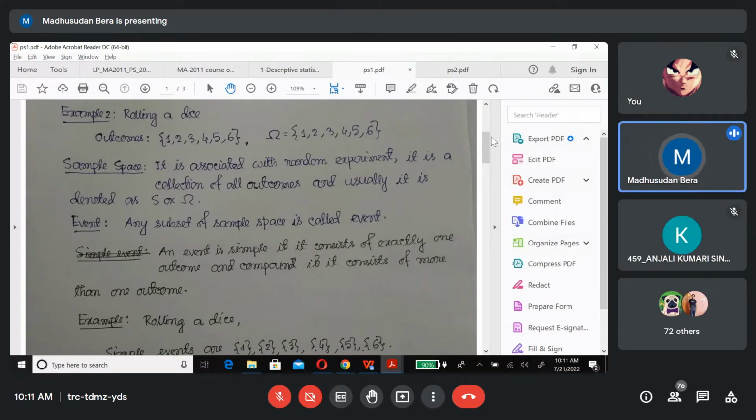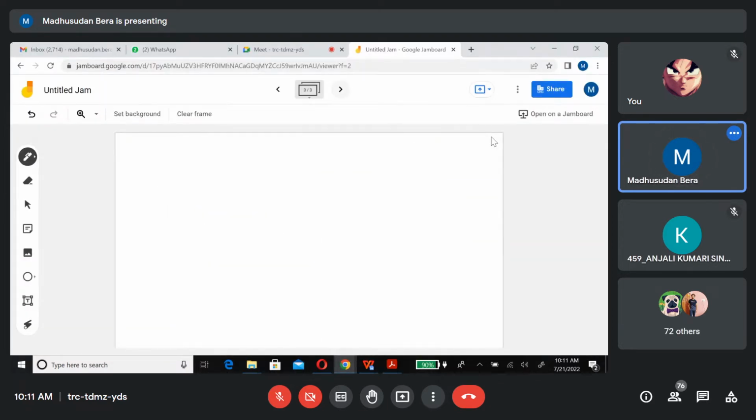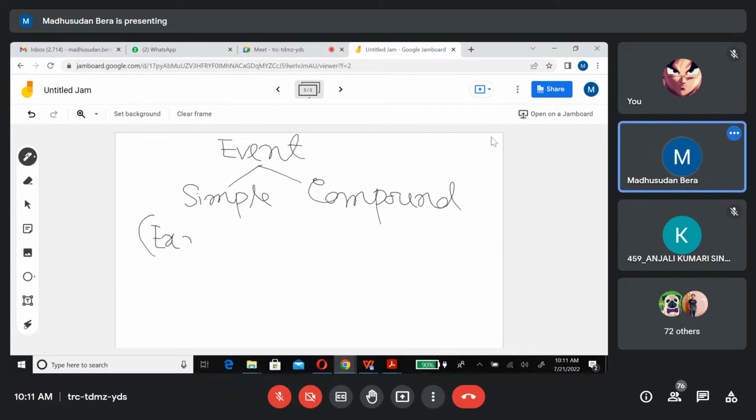Okay. Now event has two types: simple event and compound event. Simple event means exactly one outcome is there. Exactly one outcome. And compound means more than one outcome. Two or more. More than one outcome.